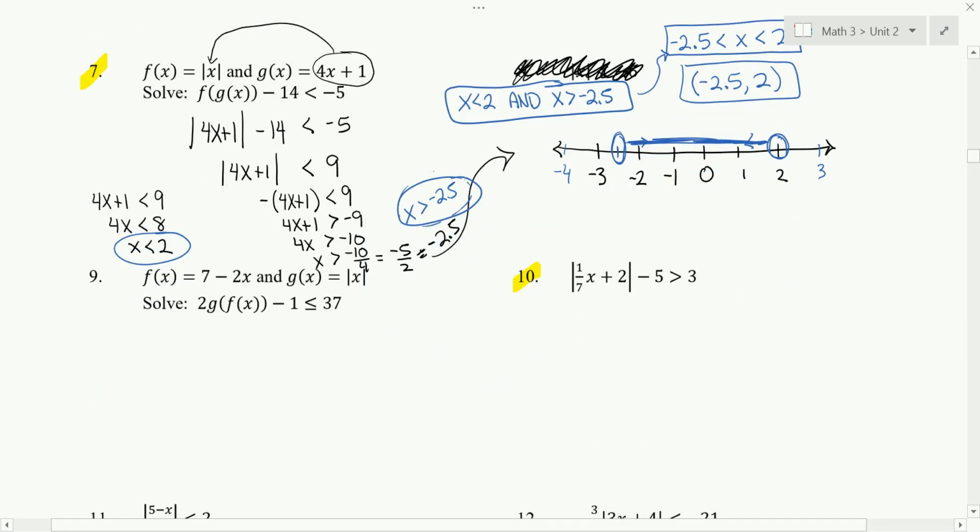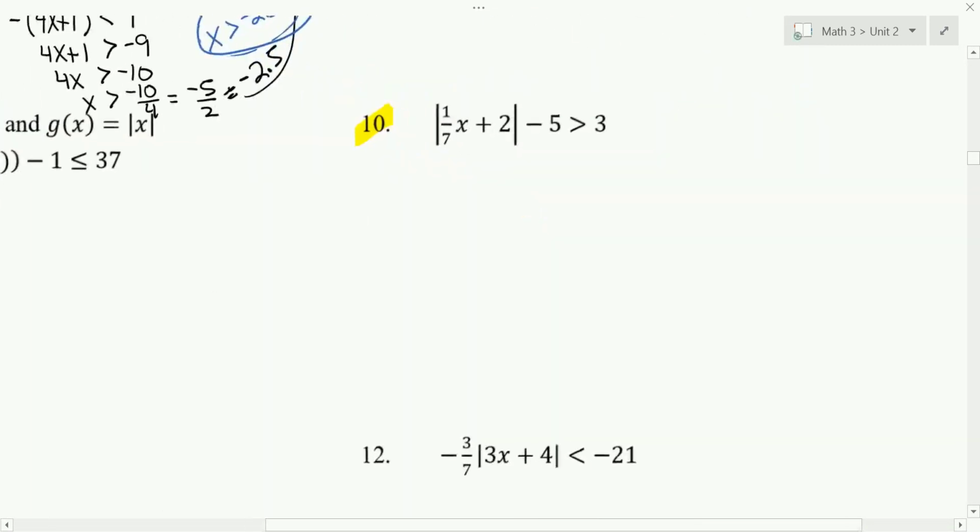Let's take a look at number 10 now. We want to get the absolute value of 1/7 x plus 2 by itself. So we add 5 to both sides of the inequality and get the absolute value of 1/7 x plus 2 is greater than 8. So that what's inside the absolute value, that 1/7 x plus 2, could be 1/7 x plus 2, or it could have the opposite sign. It could be negative 1/7 x plus 2. Either way, we want that to be greater than 8.